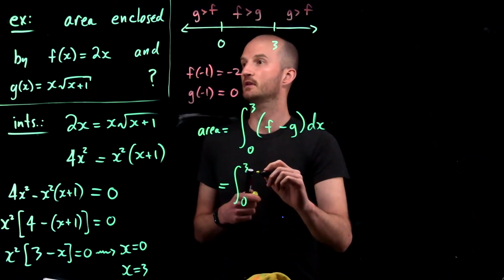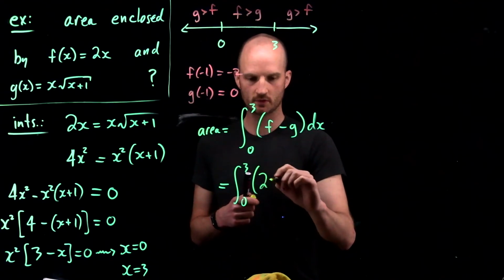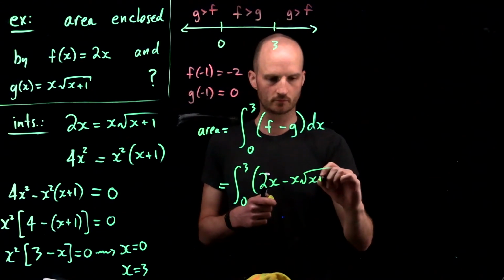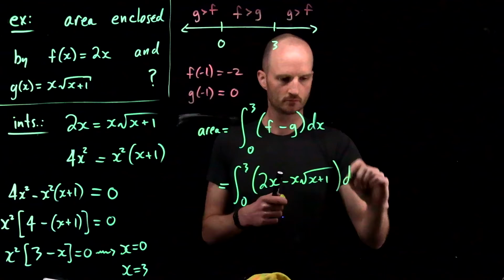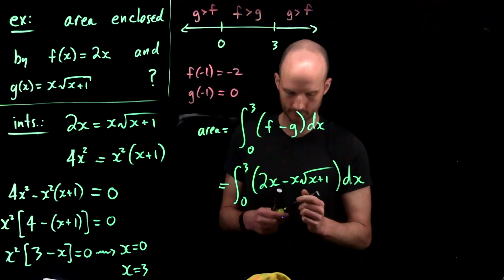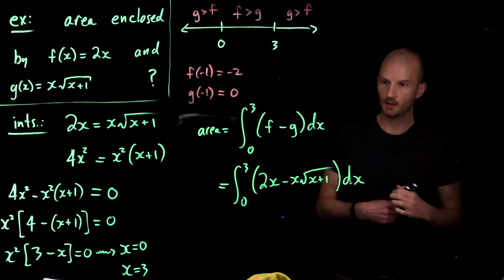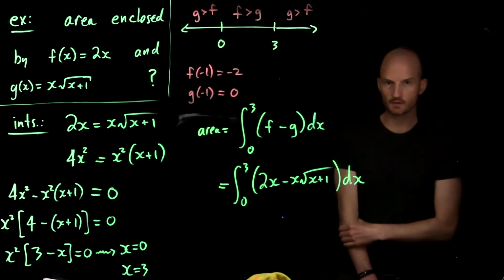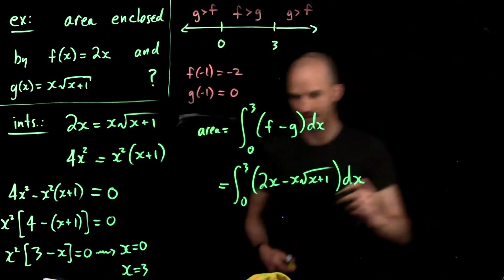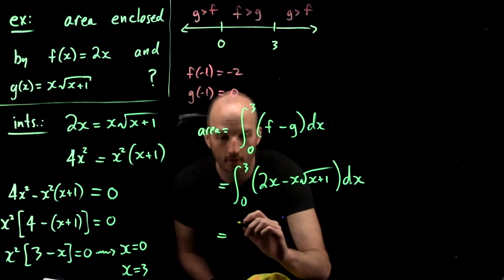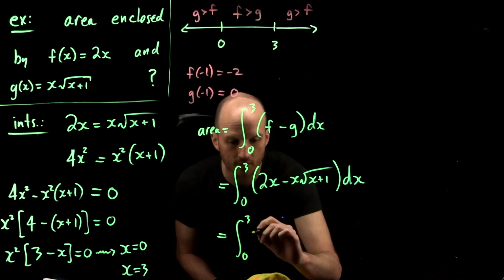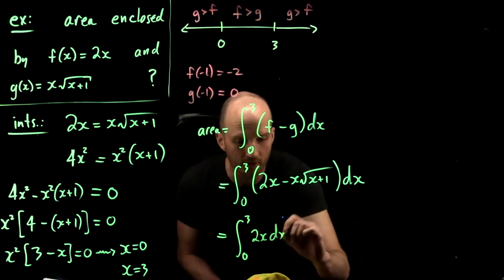And what happens there? I get 0, 3, what's f? 2x minus g. And then I gotta work this out. So to work this out, I will do a splitting of the expression into two separate integrals.